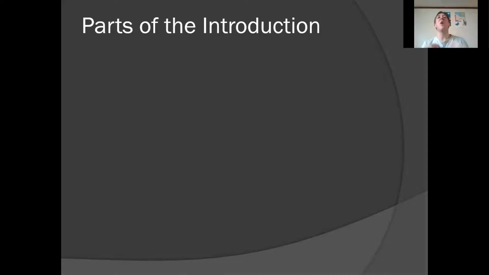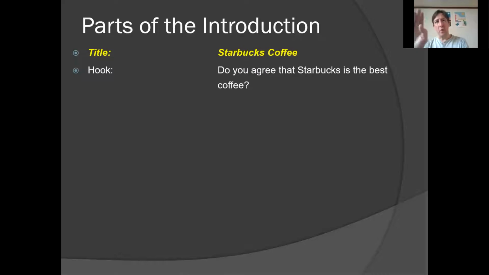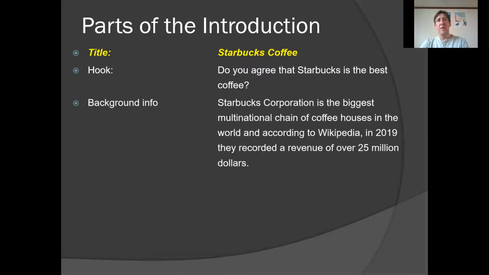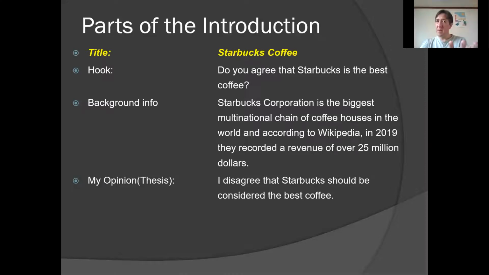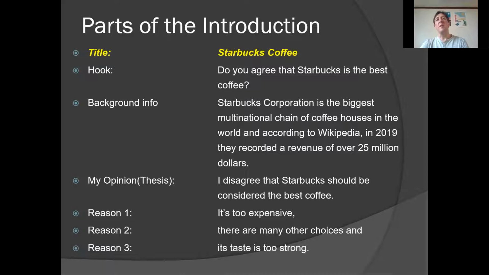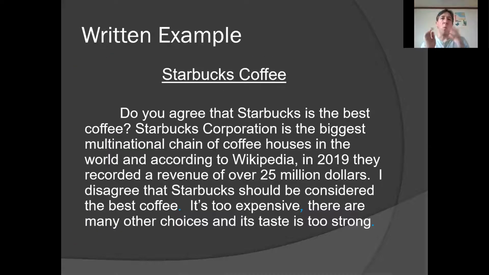So imagine I am writing an essay. My title is Starbucks Coffee. I make a hook. It's a question. Background information. My opinion, which is the thesis. And then I briefly put my reasons. Okay, so if you put all of these parts together and make one paragraph, it will look like this.